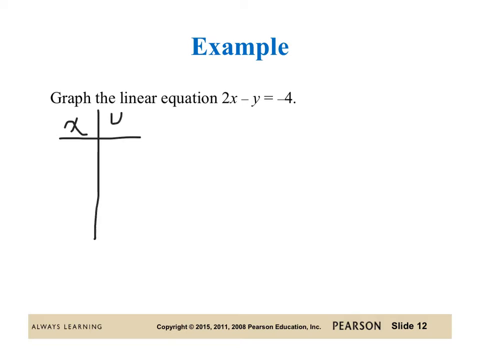and y values. And very often the easiest values to choose are to let x be 0 and to let y be 0. And then since we'll need a third point, I'm going to choose to let x be 1.